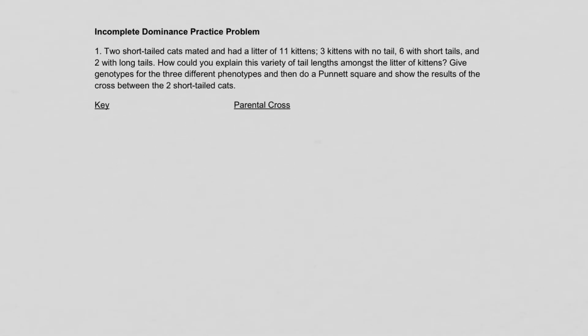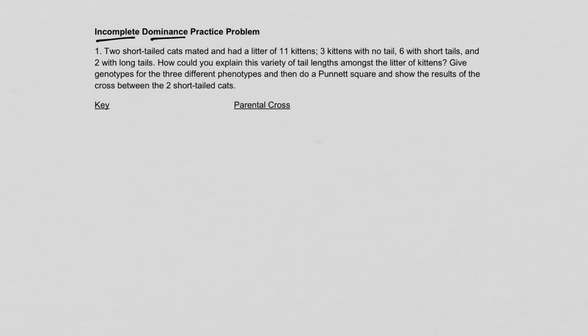Two short-tailed cats mated and had a litter of 11 kittens. 3 kittens with no tail, 6 with short tails, and 2 with long tails. How could you explain this variety of tail lengths amongst the litter of kittens? Well, again, we're seeing an example of two extremes, no tail and a long tail, and then something midway between the two. So that's how you know that you're looking at a situation of incomplete dominance.